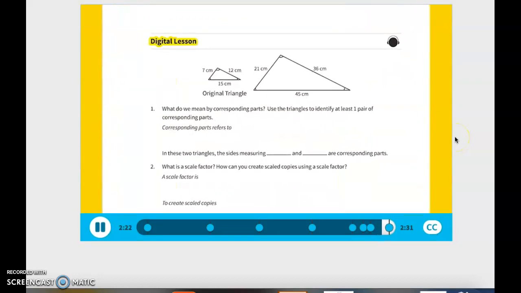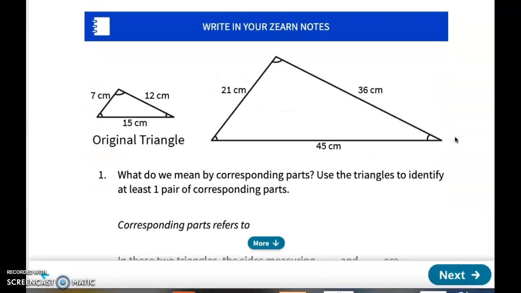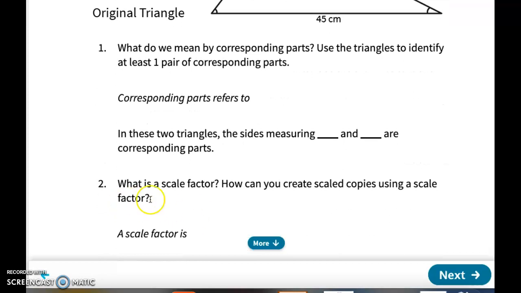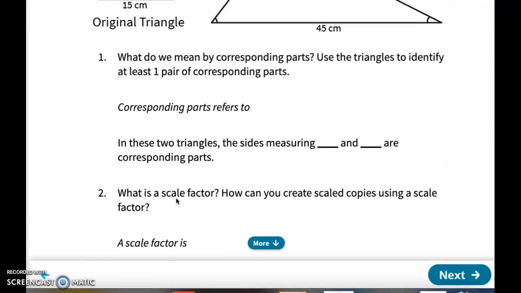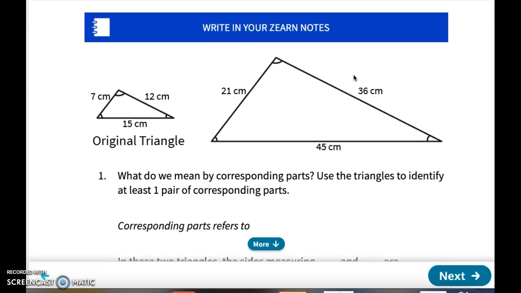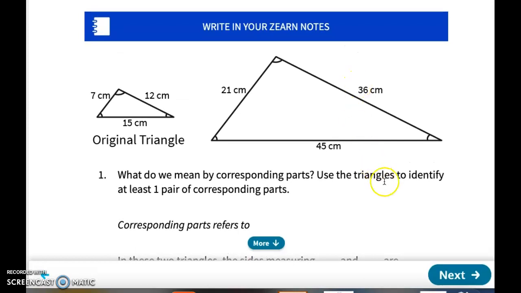Find where it says Digital Lesson in your Lesson 2 materials and answer the questions. Okay, so what I want you guys to do is in your notebook, I want you to just draw these 2 triangles and let's color the corresponding parts and find the scale factor. Okay, do you really need to write all of these words? No. Let's draw the shapes, color the corresponding sides, and find the scale factor. Are you ready? Let's go.